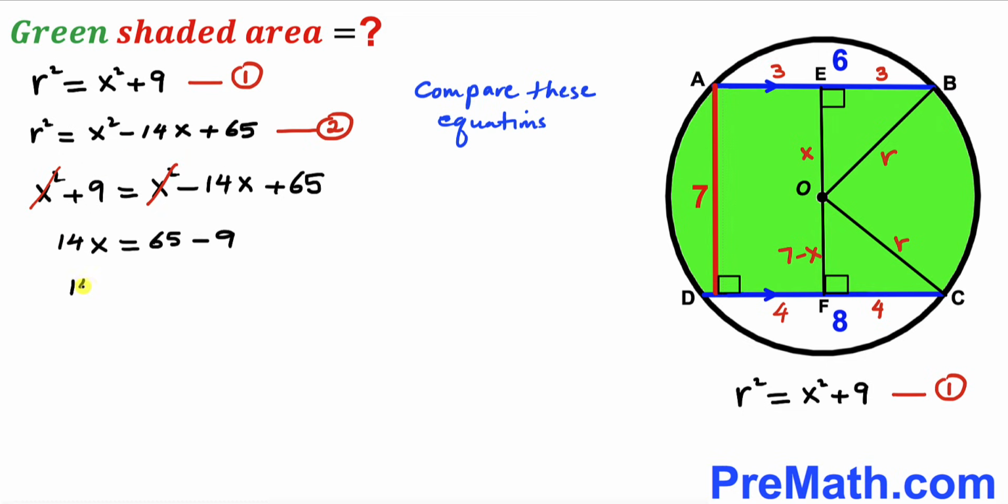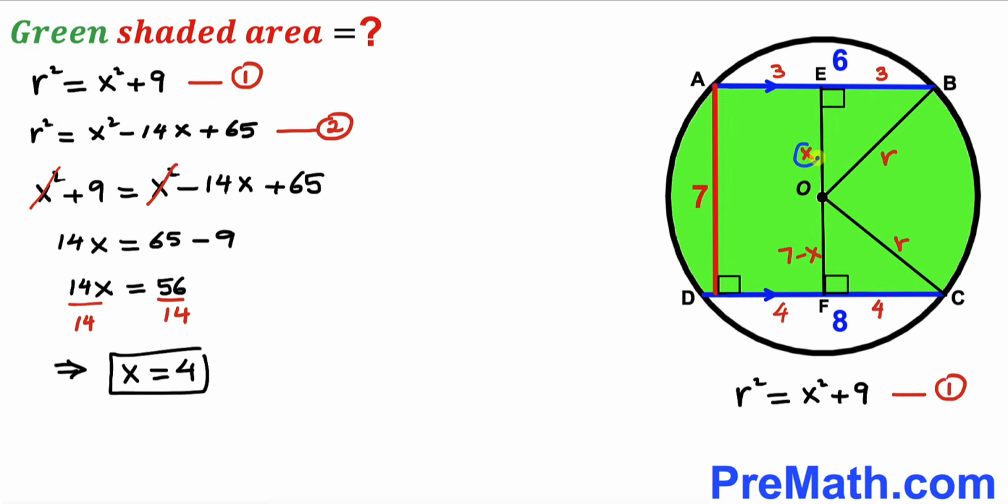Or 14x equals 56. Now I'm going to divide both sides by 14 to isolate x. So our x value simply turns out to be 4 units. So this x value turns out to be 4, and here 7 minus x, which is 7 minus 4, is going to give us 3.